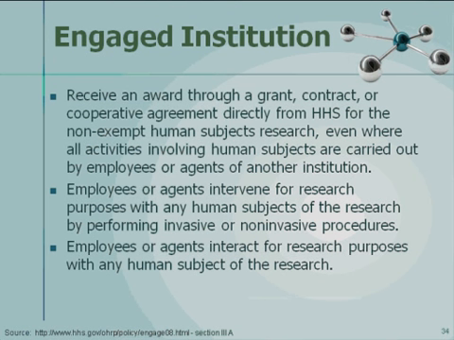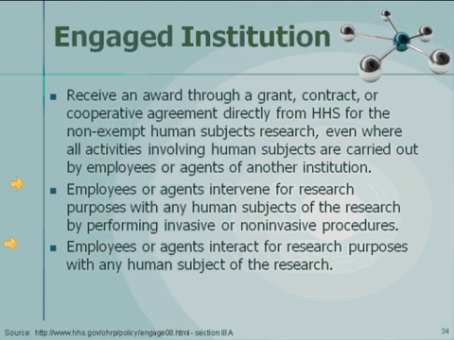So the second bullet point here, talking about employees or agents that intervene for research purposes with any human subject, again, it's been sort of a sticking point in terms of trying to define who in the CTN projects actually is engaged in research and therefore would be required to have HSP and GCP training. And then the third bullet is along the same lines. So employees or agents that interact for research purposes with any human subject of the research. And that defines what are the research purposes.